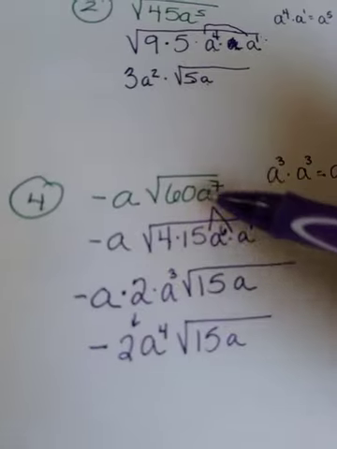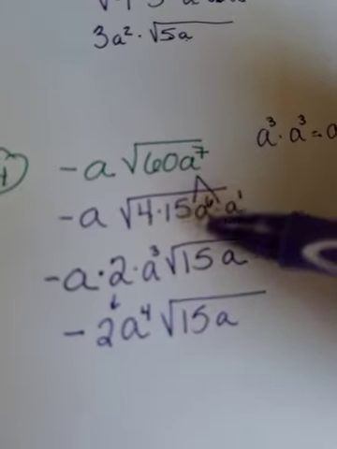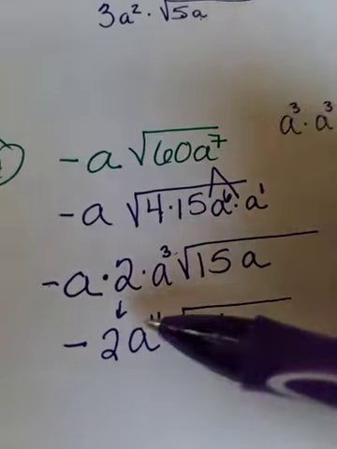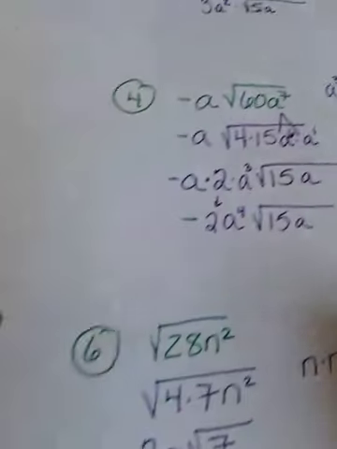Number 4, a to the 6th. That's your even. What's 6 divided by 2? 3. Okay, that was your 3. And then a to the first stays inside. We ended up with an a to the 4th here because we had a negative a originally on the outside.